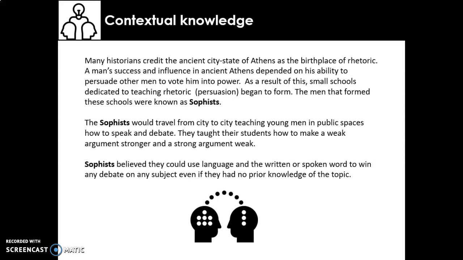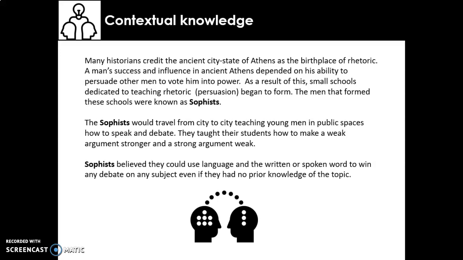As a result of this, small schools dedicated to the teaching of rhetoric, persuasion, began to form. The men that formed these schools were known as sophists. The sophists would travel from city to city, teaching young men in public spheres how to speak and debate. They taught their students how to make a weak argument stronger and a strong argument weak. Sophists believed they could use language in the written or spoken word to win any debate on any subject, even if they had no prior knowledge of that topic.